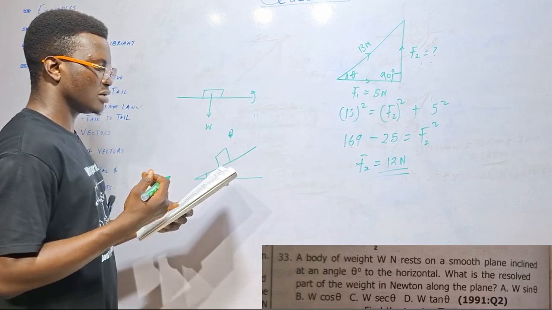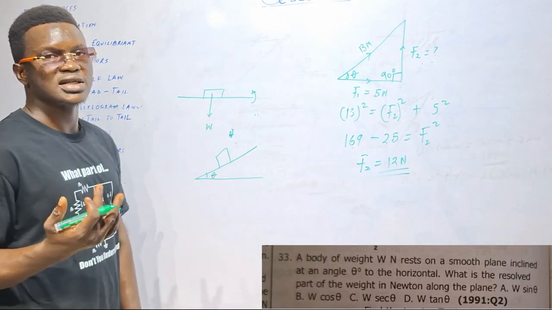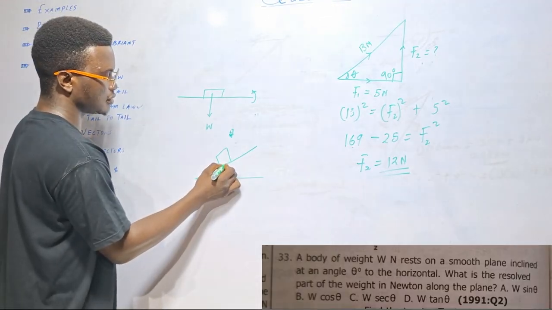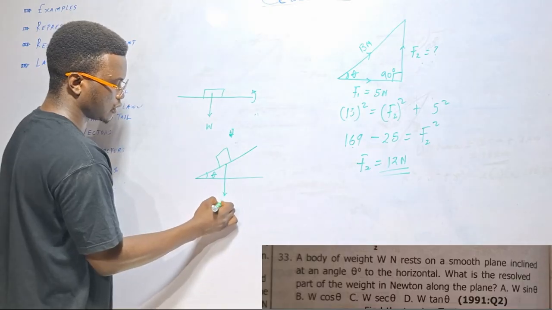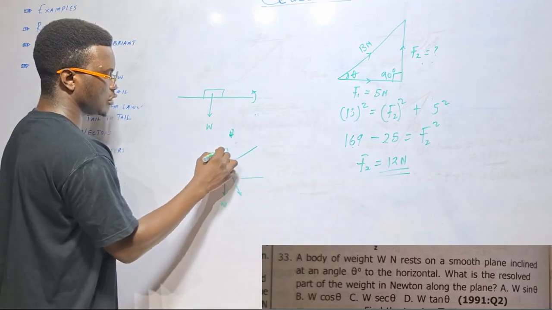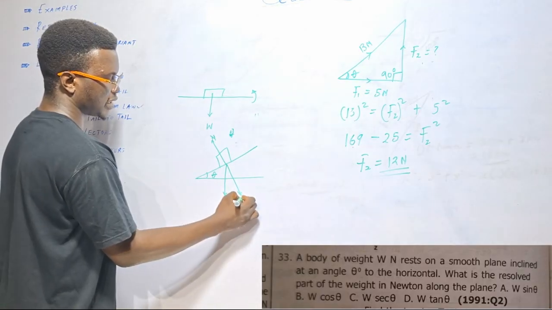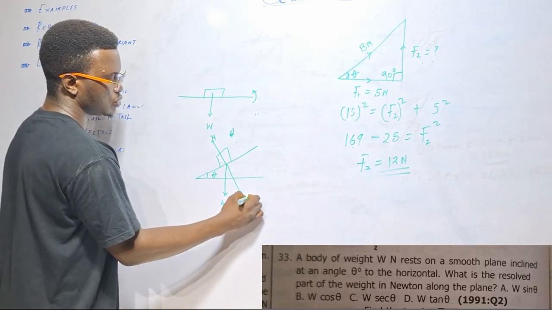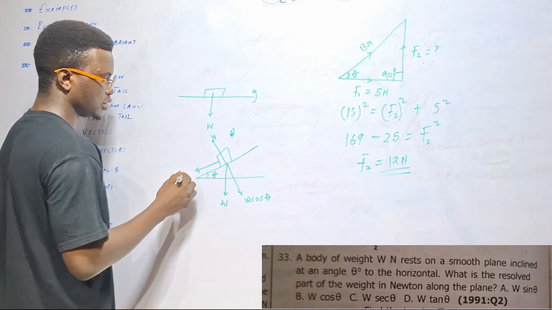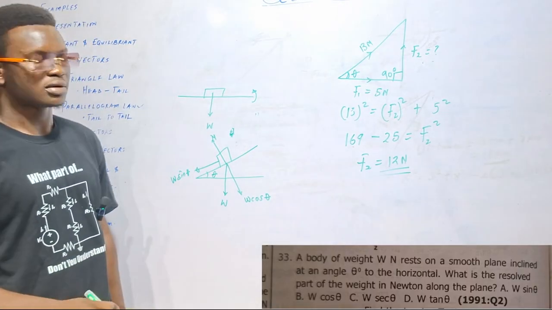Part of the weight in Newton along the plane. Actually, this is not supposed to be under scalars and vectors, but let me just quickly solve it. The weight will act downward, so there's a resolved part that will be vertical to the normal. I'm going to talk about this again, so I won't say much. This resolved part is usually W cos theta, while the part along the plane is usually W sine theta. We will talk about that later.